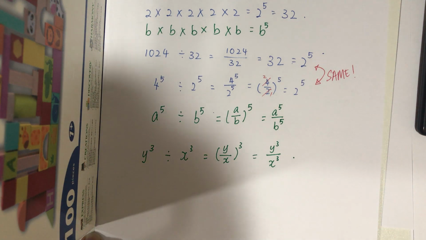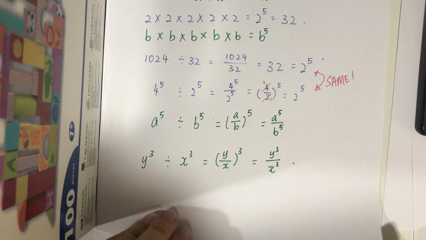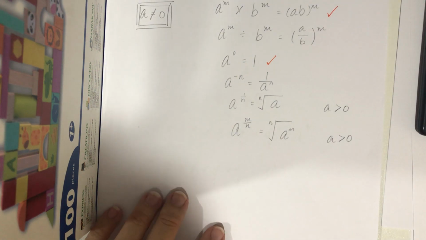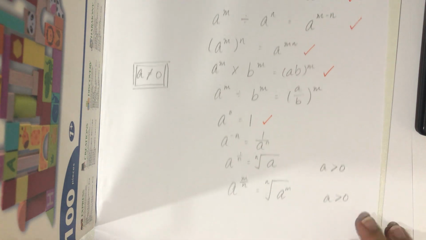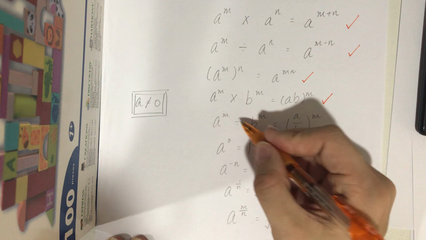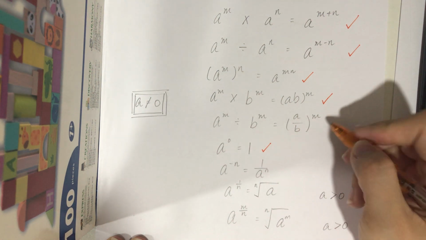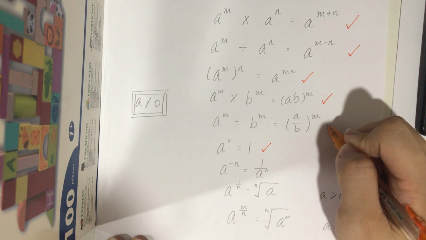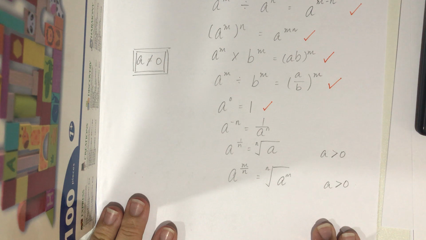Okay, so I hope that the sharing is useful for today. We have again covered one more law, which is A to the power of M divided by B to the power of M equals A over B to the power of M. Okay, so that's all for today's video.